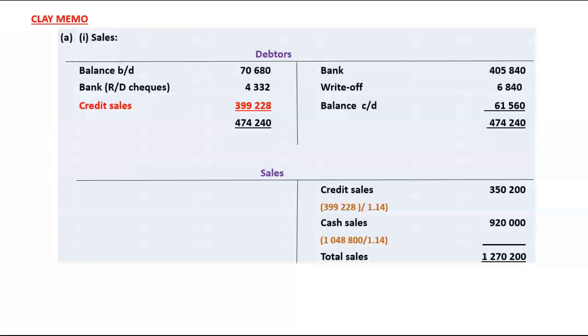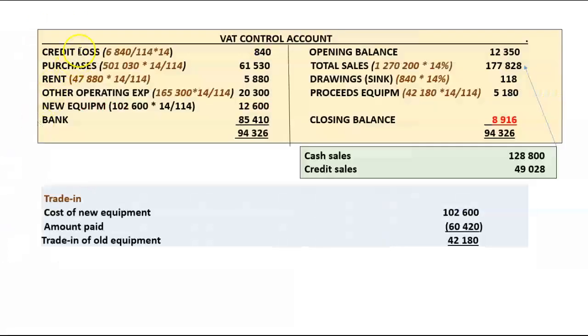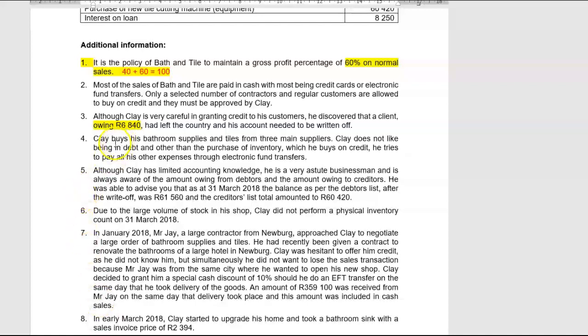but what we do worry about is the VAT included in that amount. So in our VAT control account, credit losses 6840 divided by 114 times 14 gives us a VAT input of 840 Rand that we can claim on that transaction.